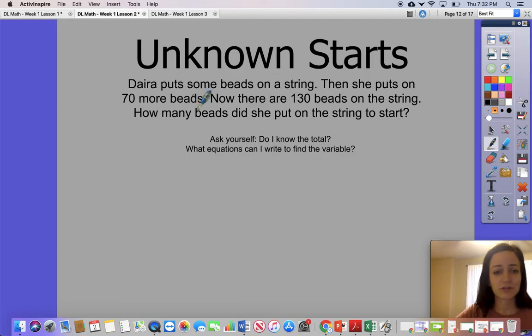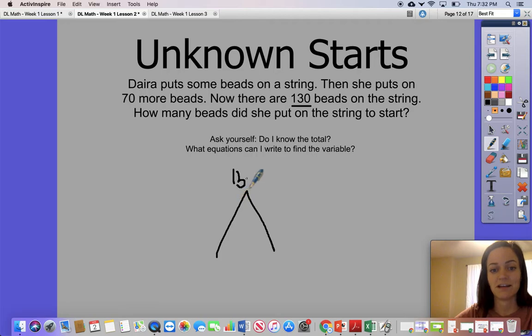Okay, so since we're doing adding and subtracting, we can do math mountains again. So you're going to ask yourself, do I know the total in this problem? So I'm going to read through it again. Dinah puts some beads on a string, then she puts on 70 more beads. Now there are 130 beads on the string. How many beads did she have to start? Do I know my total in this problem? Yes, I know that she has 130 beads now, right? So I'm going to put that at the top.